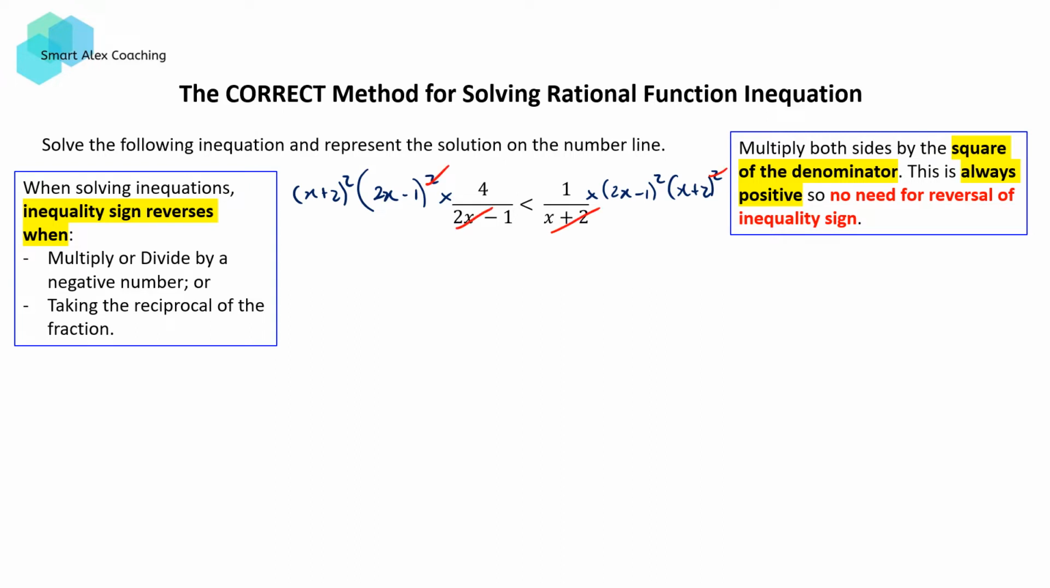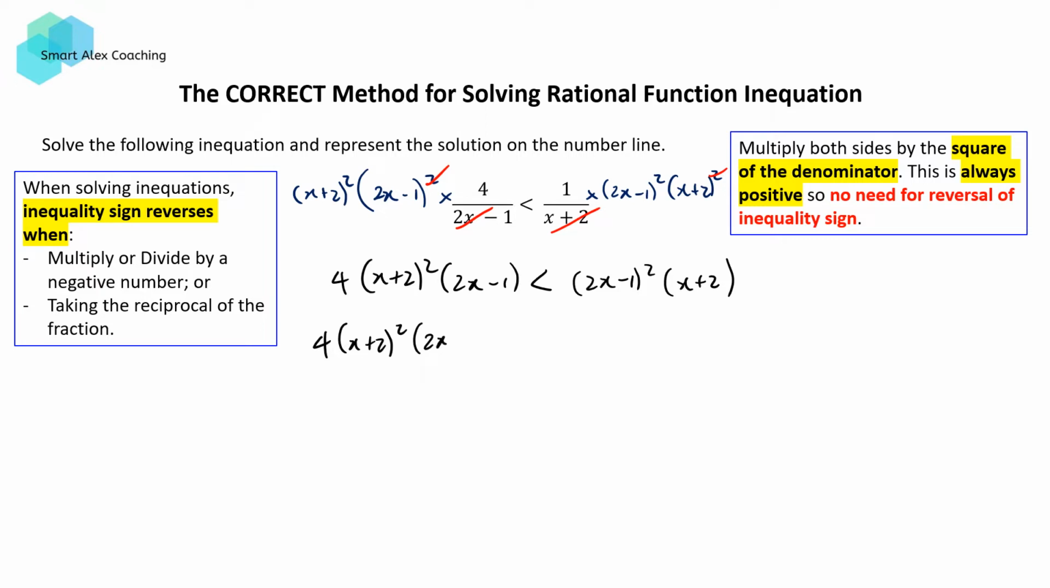We now have 4 times x plus 2 squared times 2x minus 1 is less than 2x minus 1 squared times x plus 2. Once you get to this step, don't rush ahead and expand it because that's going to give you something really messy. I'm going to move the right hand side over to the left hand side. So now we've got 4 times x plus 2 squared times 2x minus 1 minus 2x minus 1 squared times x plus 2, and all of this is less than 0.